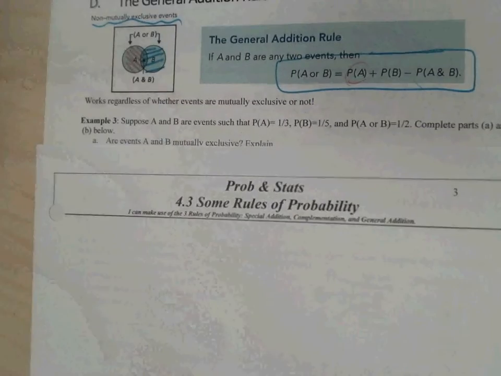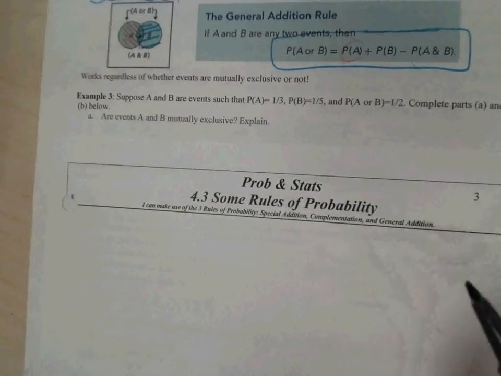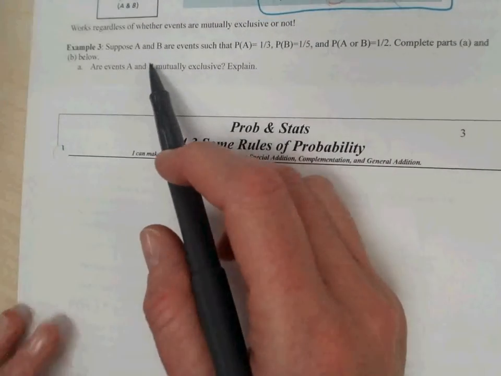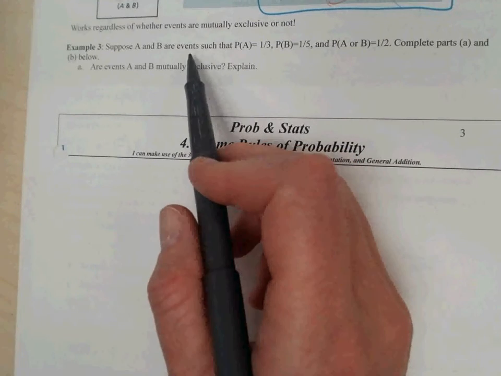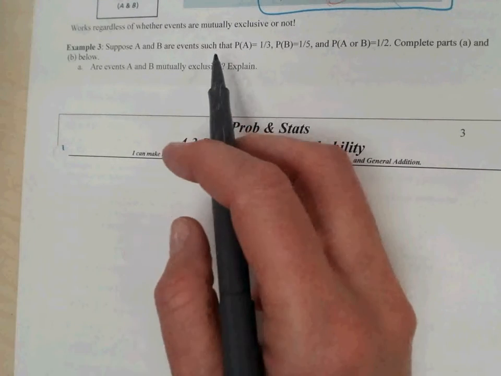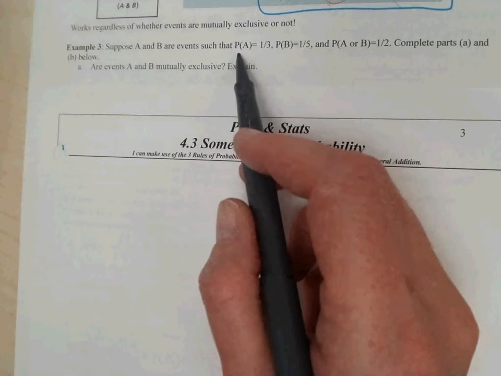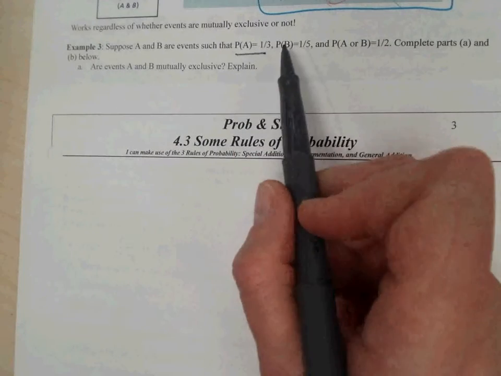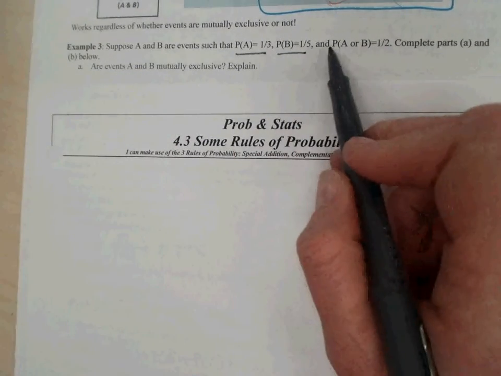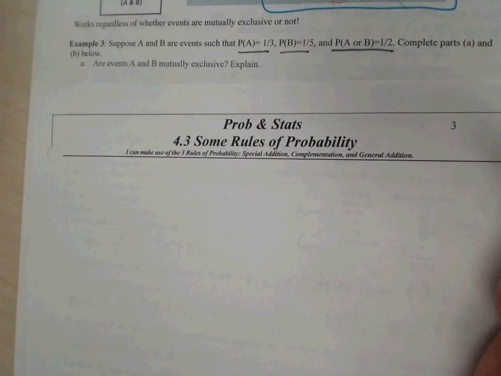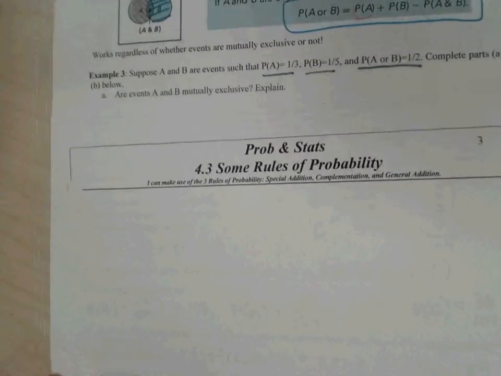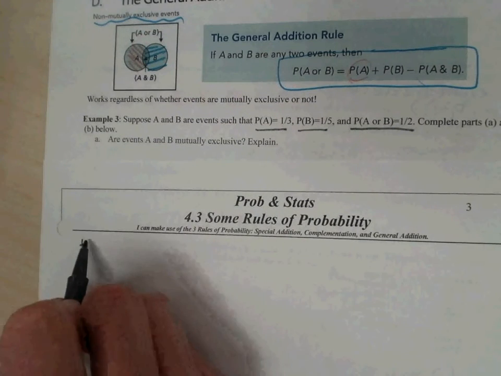All right, example 3. Suppose A and B are, well, they're not mutually anything, they are events such that the probability of A is 1/3, the probability of B is 1/5, and the probability of A or B is 1/2. Complete parts A and B below. This is where we're going to show our work since there's just not enough space on the page. You can see we're going to just write example 3 continued.